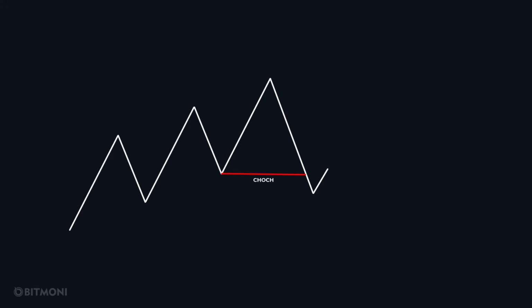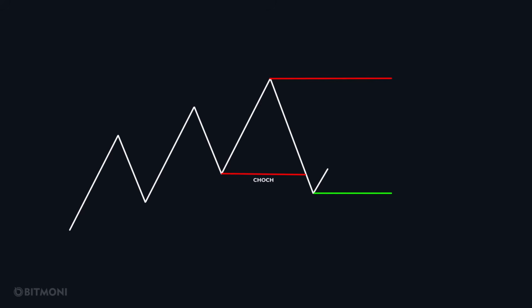At this point, this lower low here becomes the new break of structure level, while the previous swing high becomes the change of character level. This is because the swing high is now the key level that needs to be broken for the market to shift back into a bullish order flow.